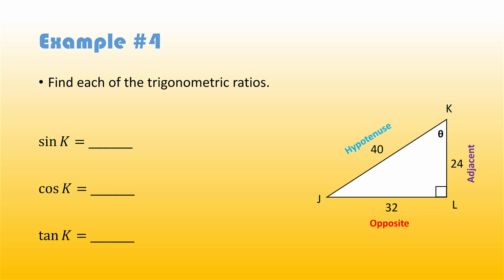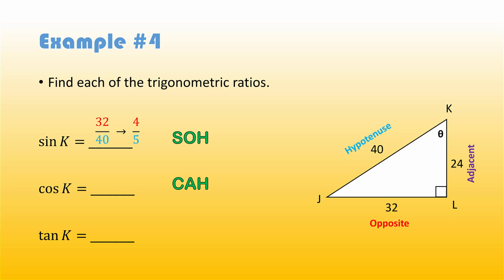Sine of k, that's the... So sine is opposite over hypotenuse. Well, the opposite is 32. And the hypotenuse is 40, so 32 over 40. But we will always simplify these ratios. So 32 and 40 are both divisible by 8, so when I simplify this and reduce it, it becomes 4 over 5. And now we are ready to go to cosine.